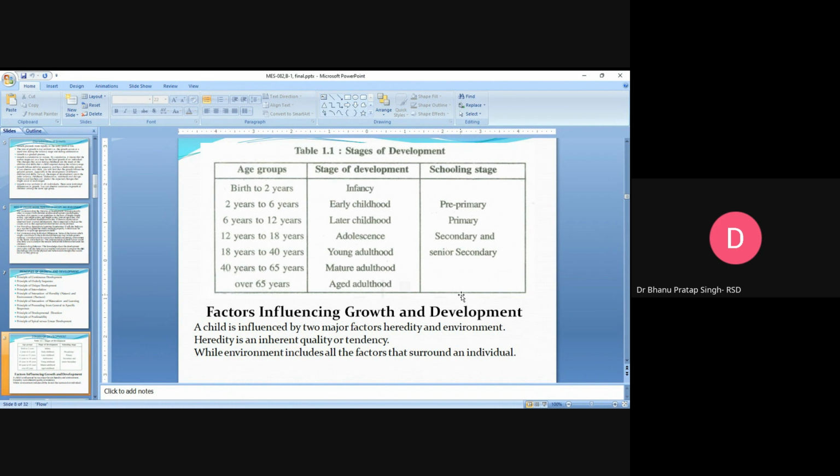Factors influencing growth and development. A child is influenced by two factors that we have already discussed. One is heredity and the second is environment. Heredity is an inherent quality or tendency which comes from their parents and grandparents, whereas the environment includes all factors that surround an individual, meaning nature, their peer group, their home environment. All that comes under the environment. Next.